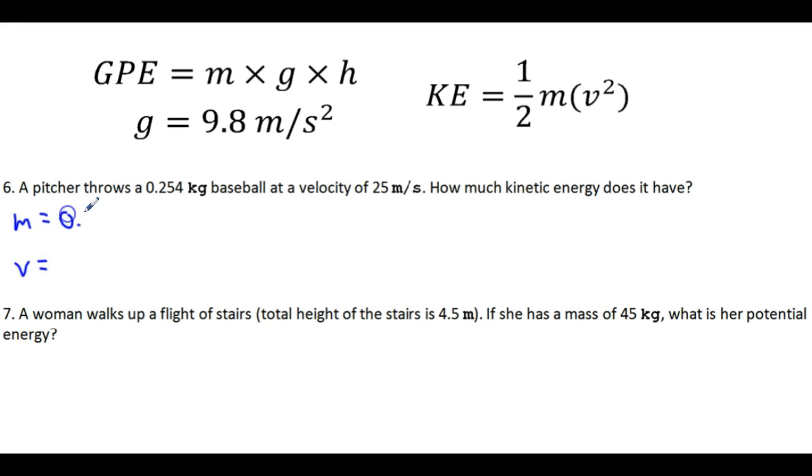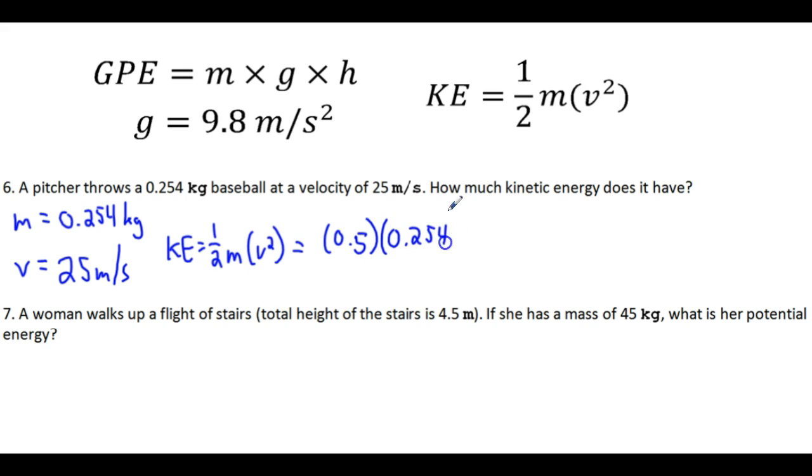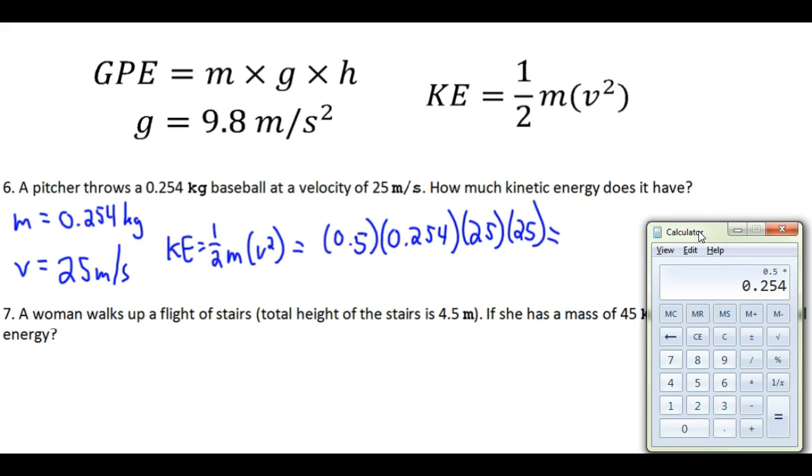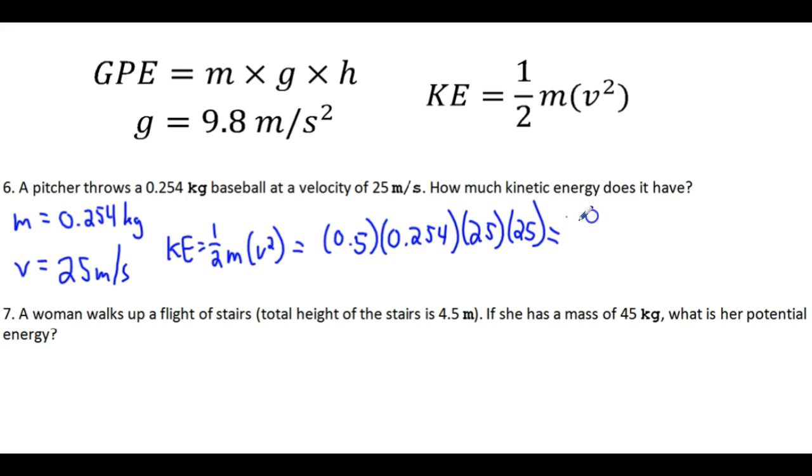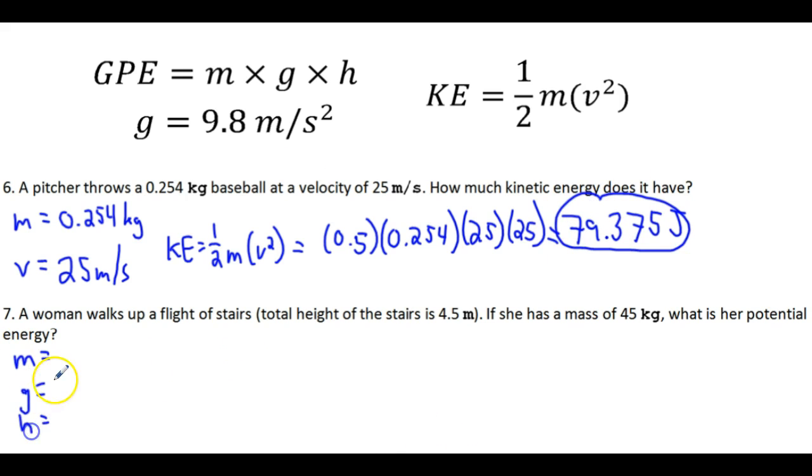Couple others here. This one, pitcher throwing a baseball at velocity. What is the kinetic energy? There's my mass and velocity. 1/2 mass times velocity squared is going to give me 0.5 times 0.254 times 25 times 25. That's probably just the easiest way to square something so you don't make any screw-ups there. That is going to give me a total of 79.375 joules.